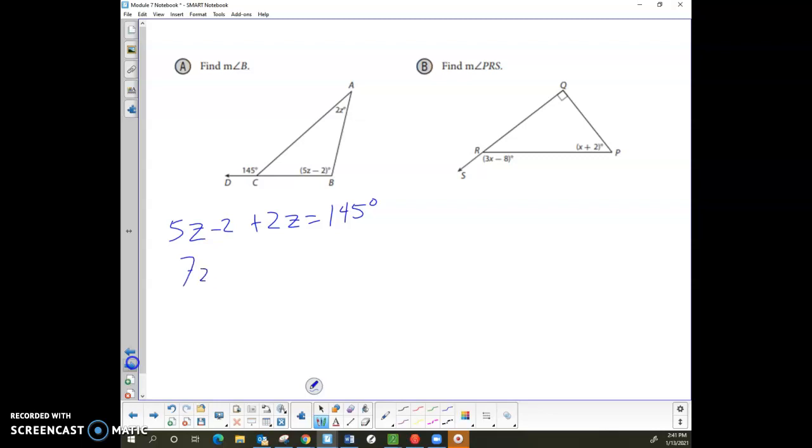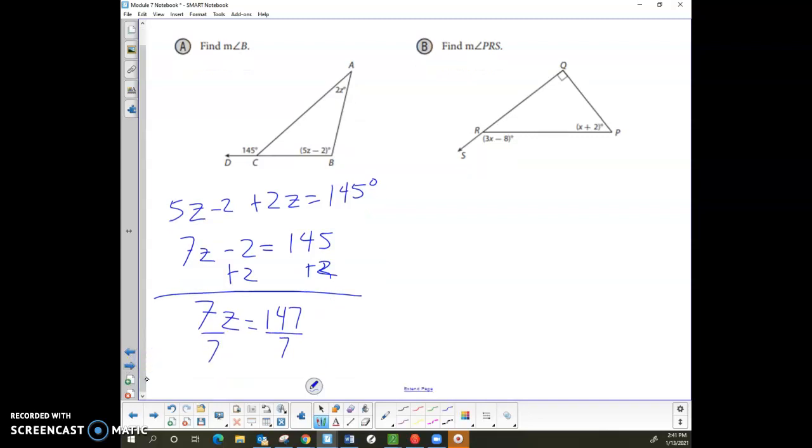So I've got 7z minus 2 equals 145. Add 2. Oops, that's 2. 7z equals 147 divided by 7. And we end up with z is equal to 21. All right, we're not done. We actually need the measure of that angle. So we're going to put it back into that formula. So 5 times 21 minus 2 will give us 103 degrees. That's the measure of angle B.